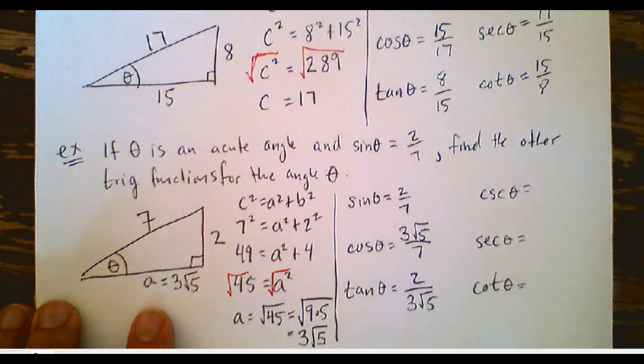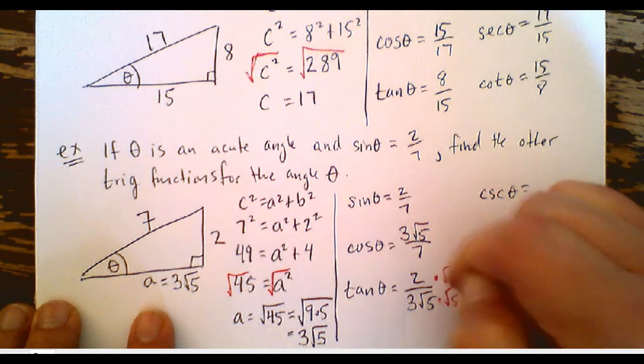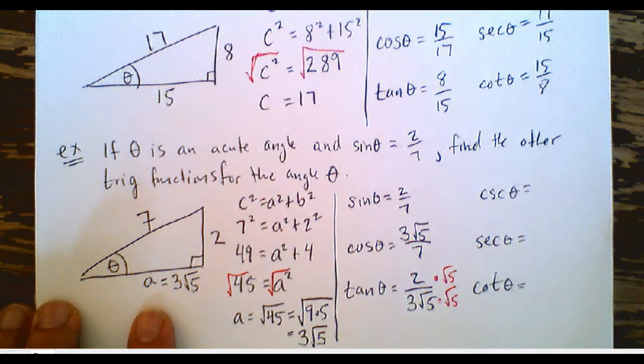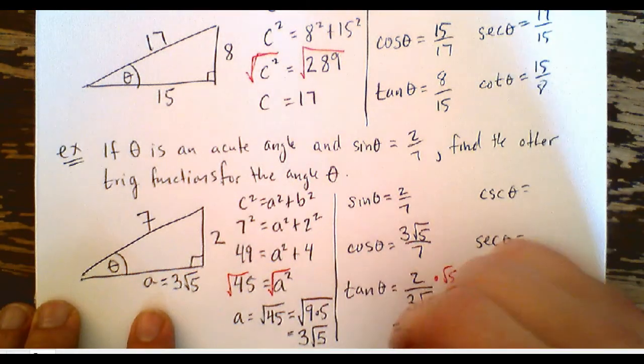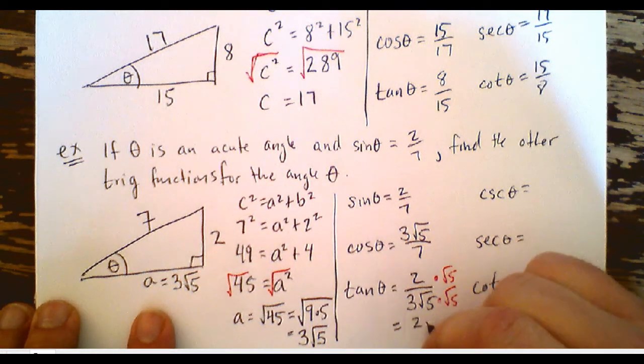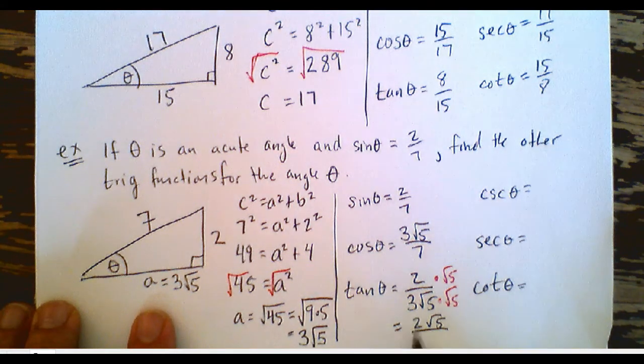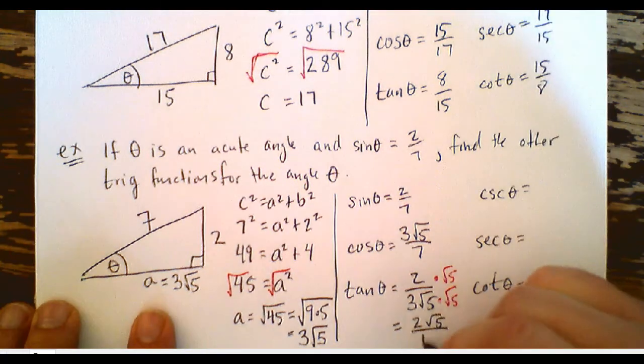And of course we would want to rationalize this, so let's multiply by the square root of 5 over the square root of 5. So tangent becomes 2 root 5 on top over, now this would be 3 times root 5 times root 5. Well, root 5 times root 5 is 5, and 3 times 5 is 15.